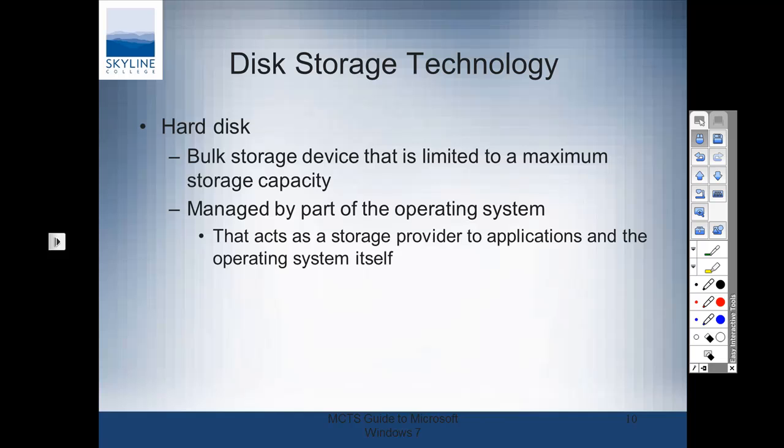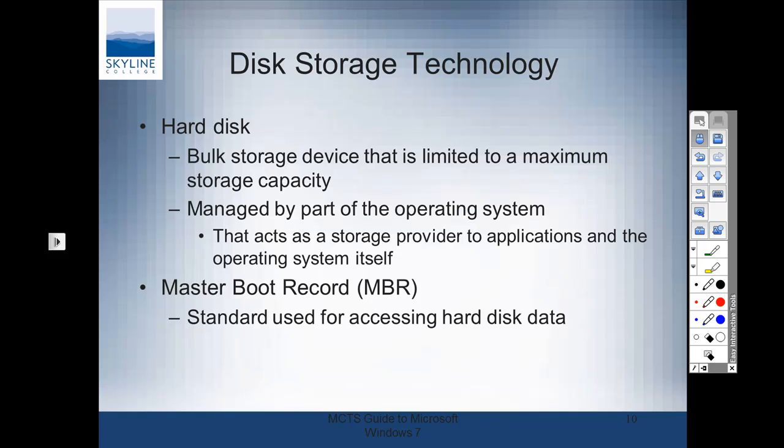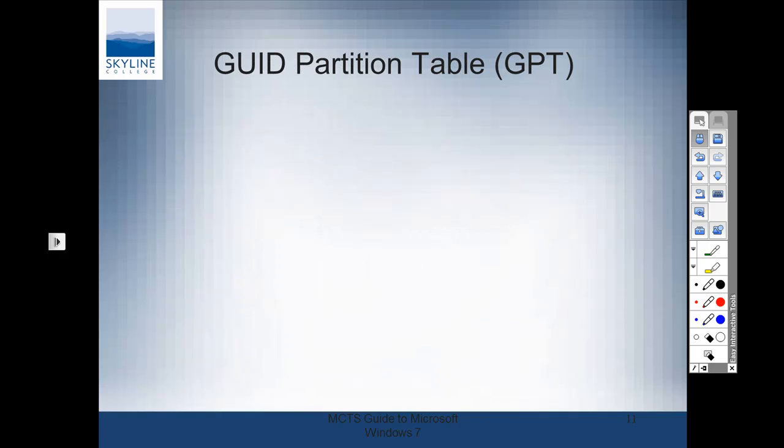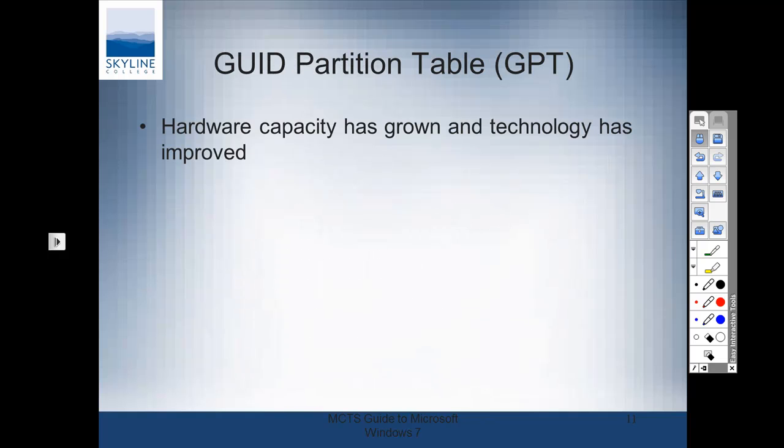Hard disk. You guys have already talked about that. Bulk storage, you know about hard drives, right? The different types of hard drives, the different connections, the different speeds. You do all of that in computer management, and the MBR. BIOS, you've talked about. Find and load the operating system. How many times have they said that? The GPT table, as the capacity grew, the file systems can't necessarily manage that size.